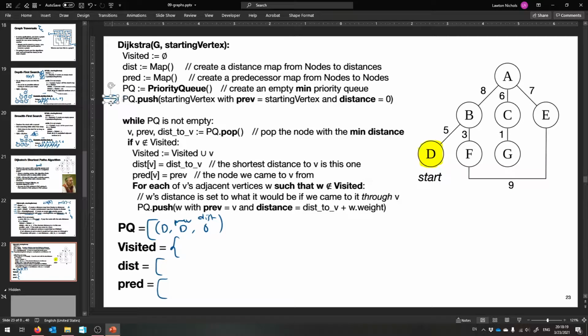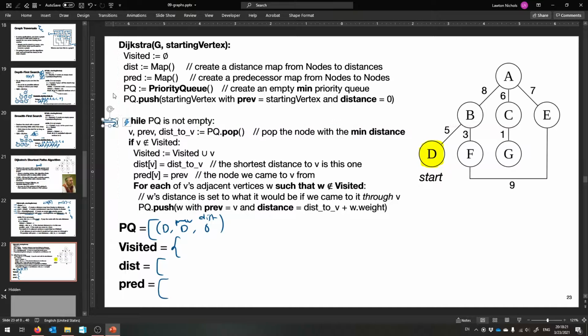And so now we're ready to get started with the while loop. Are you ready? We're going to watch before our eyes how this fancy algorithm comes up with the shortest paths from D to every other vertex in the graph. Okay? So here we go. We're going to pop off this from the priority queue. We're going to take out the D. D was the previous one, and the distance to this node from D, our start, is 0 because it is the same node. Okay, that's why we put 0 here. It's the same node. That's the distance to it from the start.